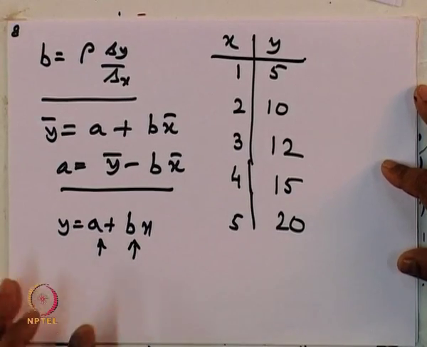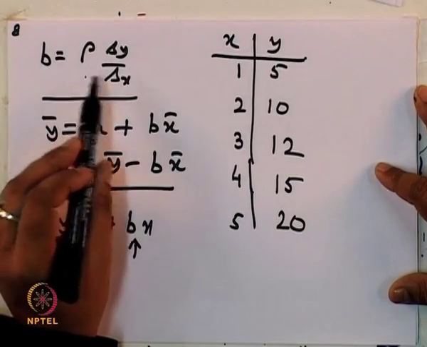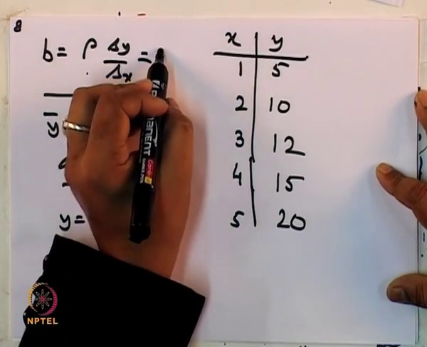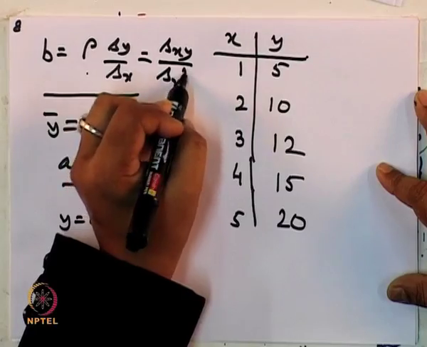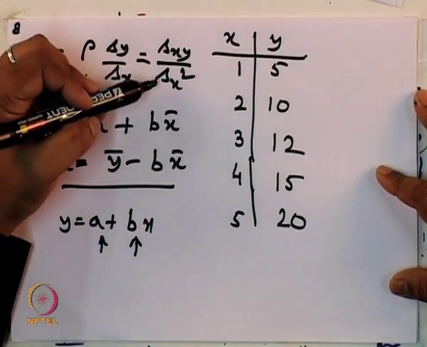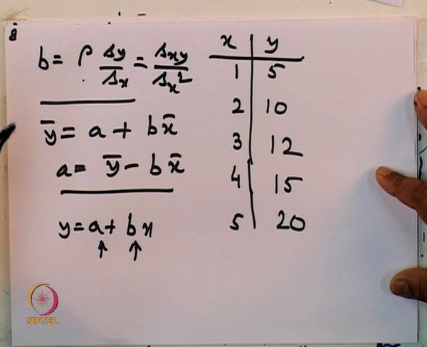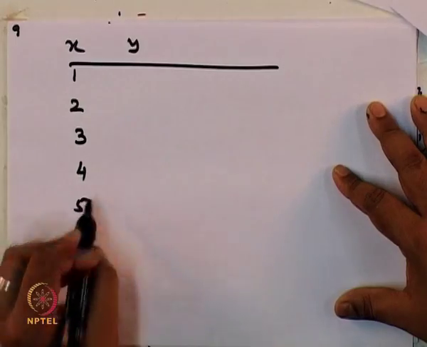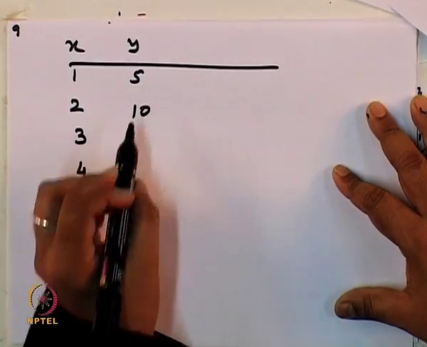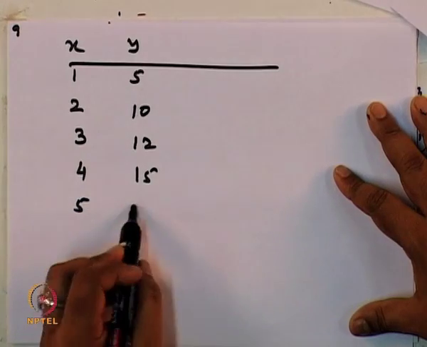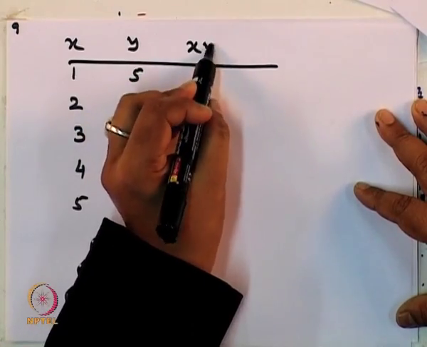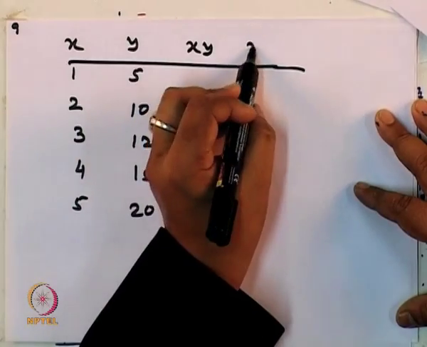So, as per this equation, B is rho times S y by S x, or I can also write S xy by S x square. So, I need to find out S xy and S x square respectively. I will write down these values again. So, I have x: 1, 2, 3, 4, 5, and y: 5, 10, 12, 15, 20. For calculating S xy, I need xy, and I also need x square.